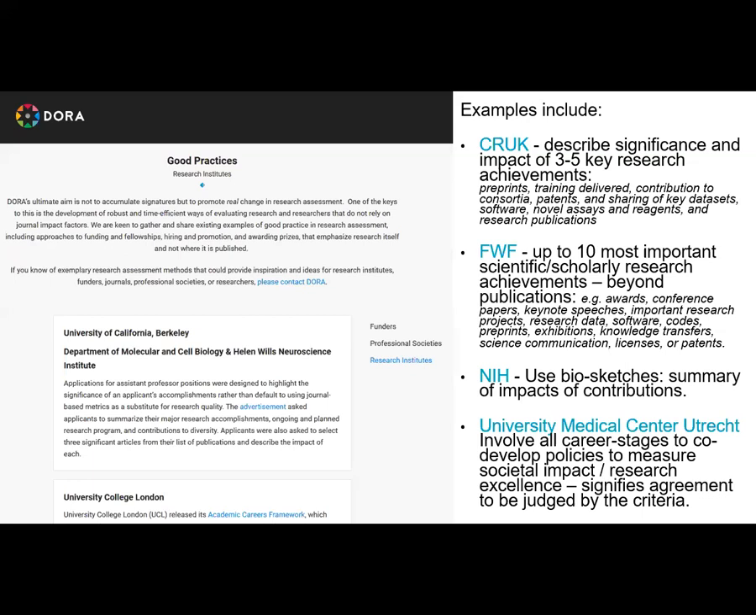And also an important message is that research assessment and evaluation approaches are changing, and discussions are ongoing in many universities, usually in collaboration with faculty members. There is an interesting example from University Medical Center Utrecht, where they involve even early career researchers to participate in these policy discussions, to make sure that societal impact or research excellence is measured in a way that doesn't discriminate against researchers who are just starting their research career.